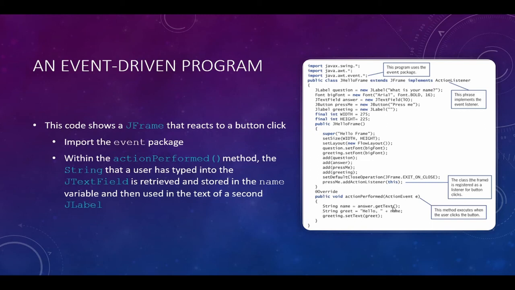So here, it's going to get the text out of answer. Answer is a text field. So it's going to get the name out of the text field. It's going to say hello name, and then it's going to set the text of a JLabel to say hello and then the person's first name. So that's what's going to happen when the button is pressed. So you can see how, in order to create your button to do anything that you want it to do, it just says implements ActionListener, don't forget your import, and then override your actionPerformed.